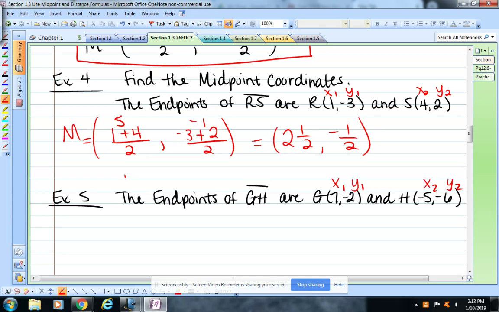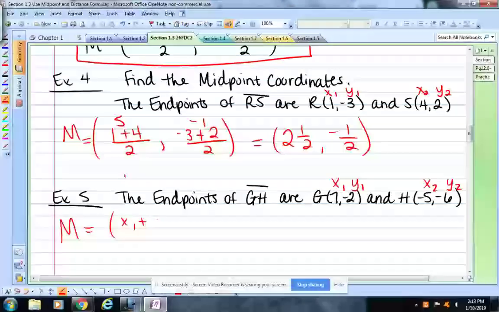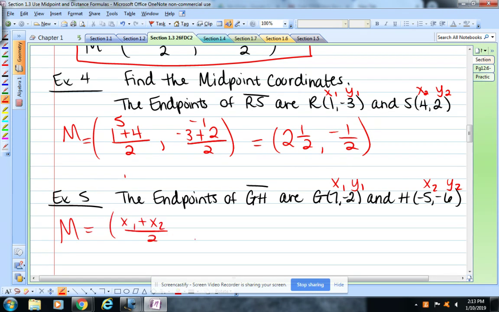Okay? So I'm going to plug them in the same formula. X1 plus X2, divide it by 2 to get my X. Y1 plus Y2, divide by 2 to get my Y. Okay?